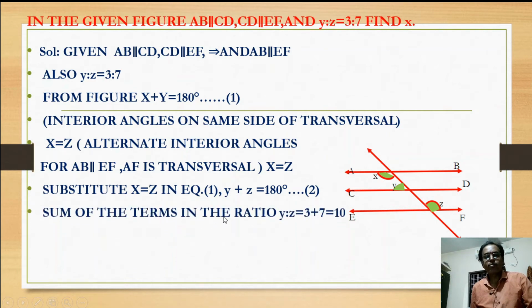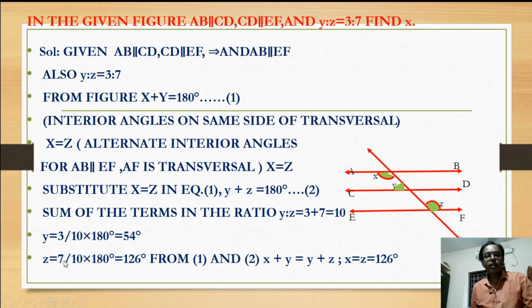So the sum of the terms in the ratio Y is to Z: 3 plus 7 is equal to 10. Why? Because the Y and Z values are given in ratio form, but we have to find Y and Z separately. So Y is to Z is 3 plus 7, 10. Among these 10 parts we have 180 degrees. Among that, 3 parts go to Y. So 3 by 10 into 180 degrees gives us the Y value. That is 10 ones are 10, 18 threes are 54 degrees.